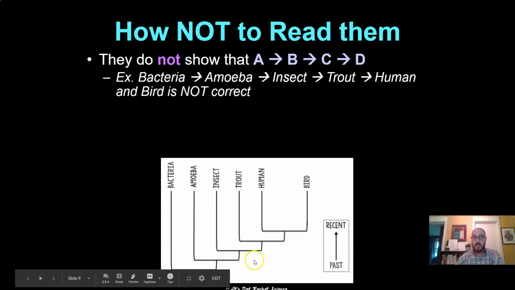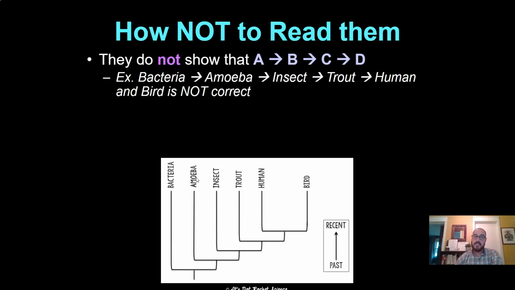What this is showing you is that a bird and a human shared a common ancestor here and diverged from each other here. And a human and a bird and a trout shared a common ancestor here and diverged from each other here. And we can keep running that back until we get all the way back to the common ancestor of all of these organisms. So these lines are showing you that all of these things have continued to evolve on their own path. It doesn't mean that a bacteria turned into an amoeba, turned into an insect, turned into a trout, turned into a human or a bird. That's not how it works, okay?